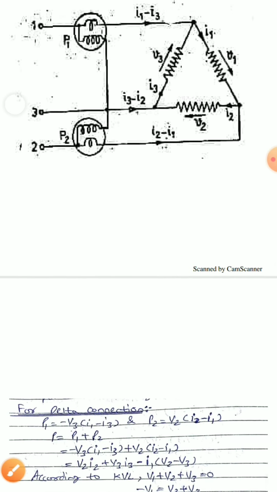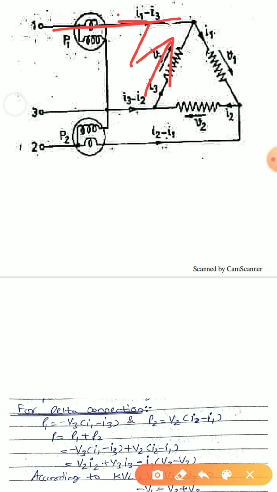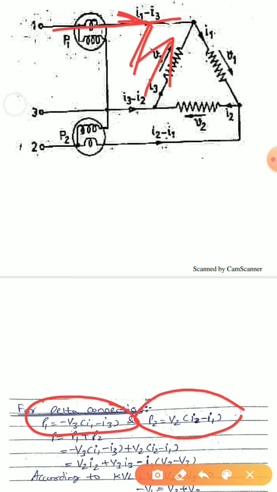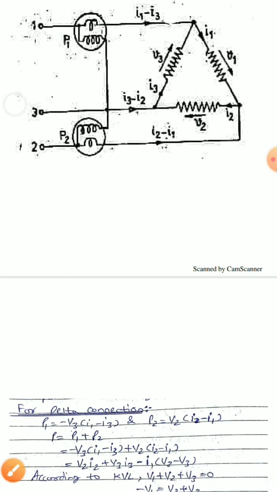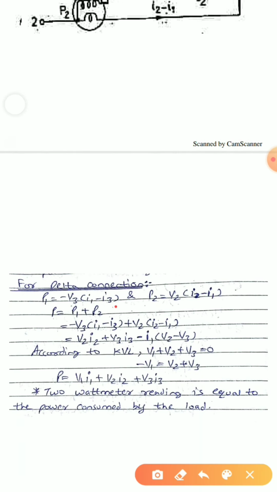Why minus V3? Because this is the direction of V3. Therefore, for P1, this is the direction that I am considering, and V3 is in the opposite direction. Therefore, minus V3 (I1 minus I3). P2 is equal to V2 (I2 minus I1). This is V2, and this is the direction of the current. Both are in the same direction. Therefore, plus. Then P is equal to P1 plus P2. I will just add it.